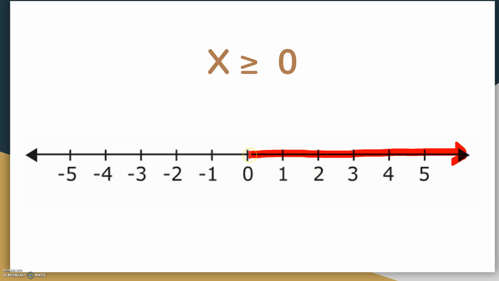Now, when we look at 0 on our point, we find that 0 is greater than or equal to 0 because they are the same. So we want to put a closed circle there.